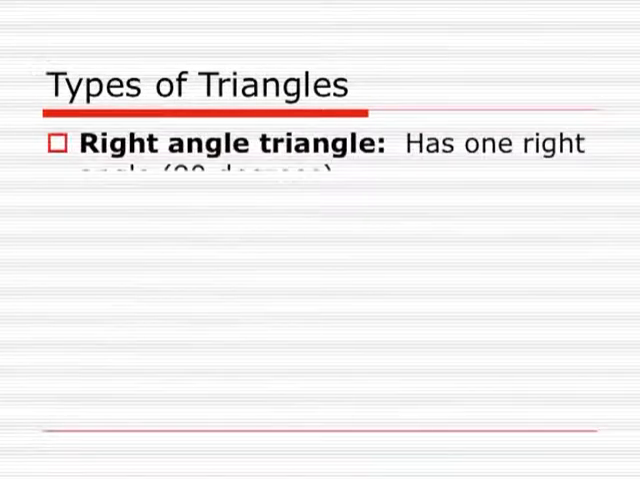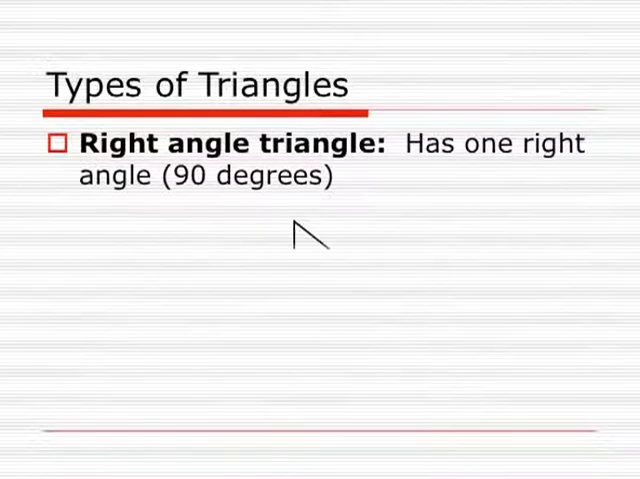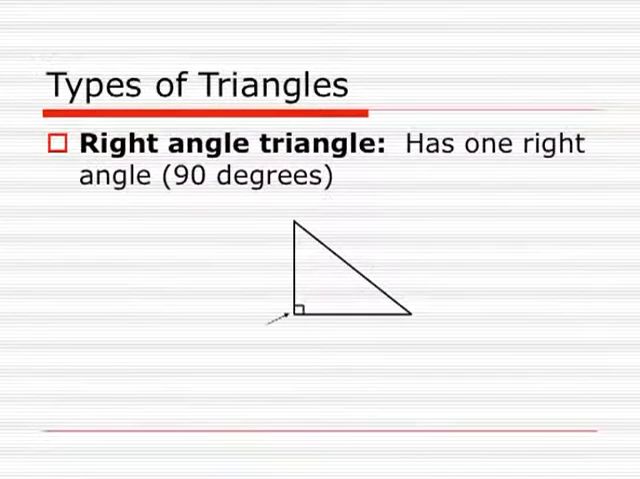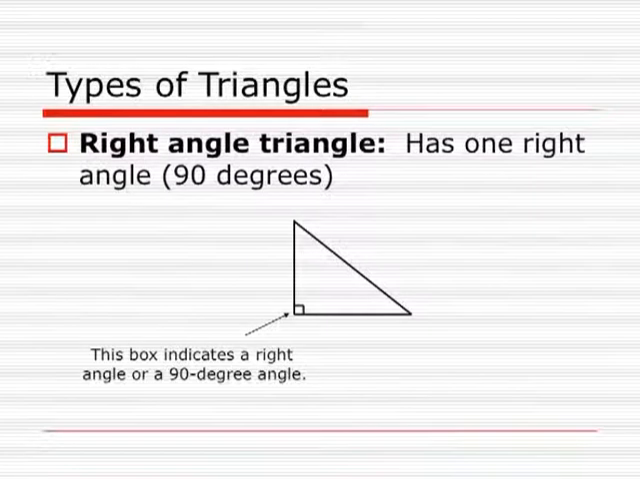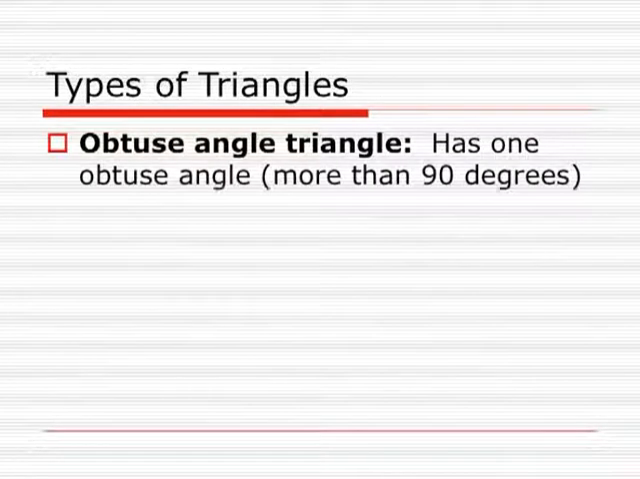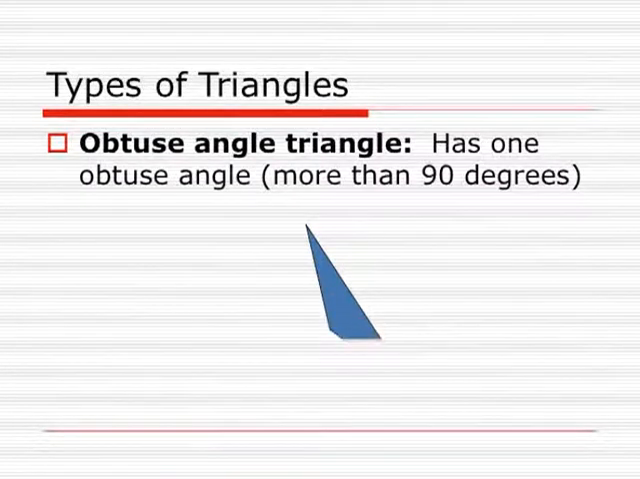The next type of triangle in this sequence is the right triangle. It is a triangle which has one right angle, meaning one of the angles is 90 degrees. And the last type of triangle on the basis of the measurement of angles is the obtuse angled triangle. It is a triangle in which one of the angles is more than 90 degrees. Such a triangle is called an obtuse angled triangle.